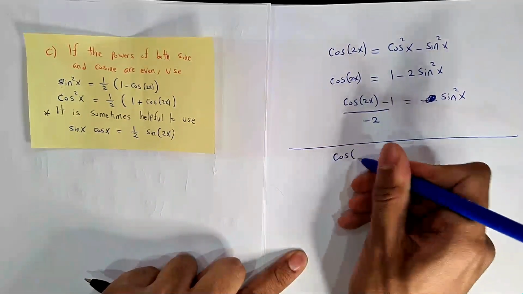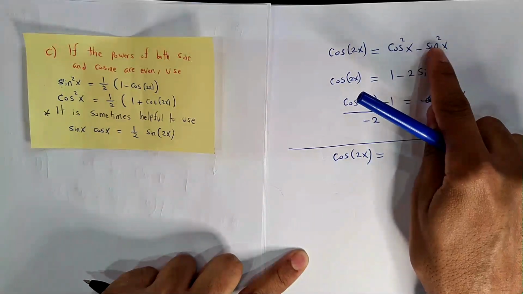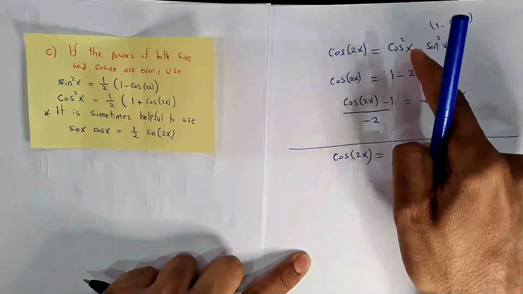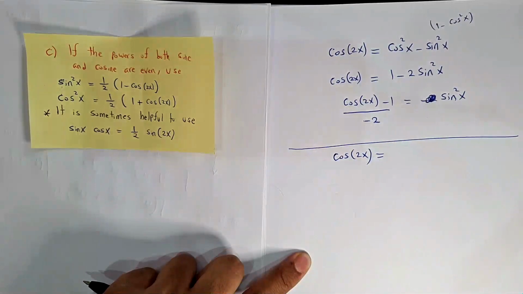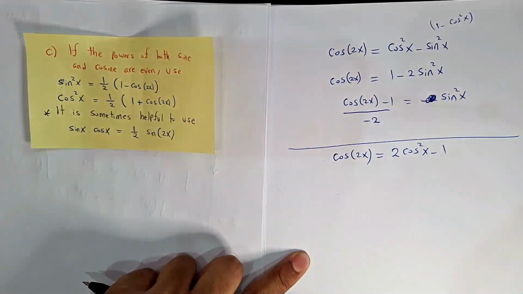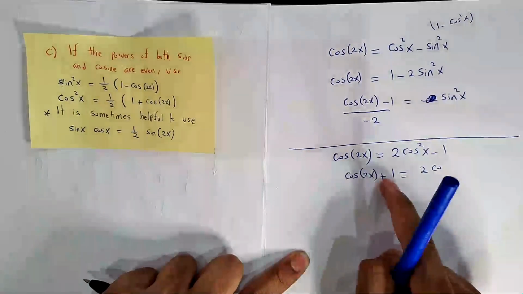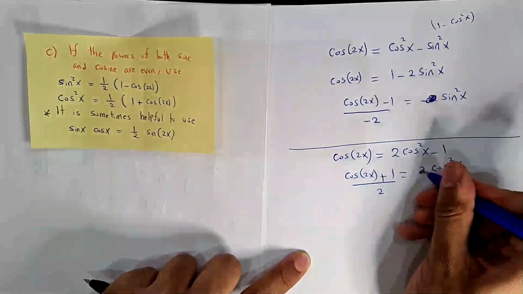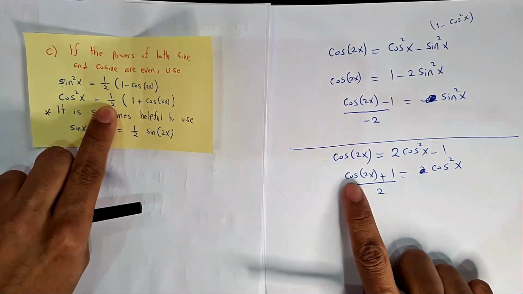As I said, cosine 2x has another formula. You can see it over here. What is sine square? Isn't it 1 minus cosine square x? So if you expand this, you will get cosine 2x equals cosine square minus 1 plus cosine square. If you simplify it, you will get 2 cosine square x minus 1. Solve for cosine square: add 1 to both sides to get this equal to 2 cosine square x. Now divide by 2 to get the formula. Let us read it over here. Isn't it the same as this? 1 over 2 times (cosine 2x plus 1).